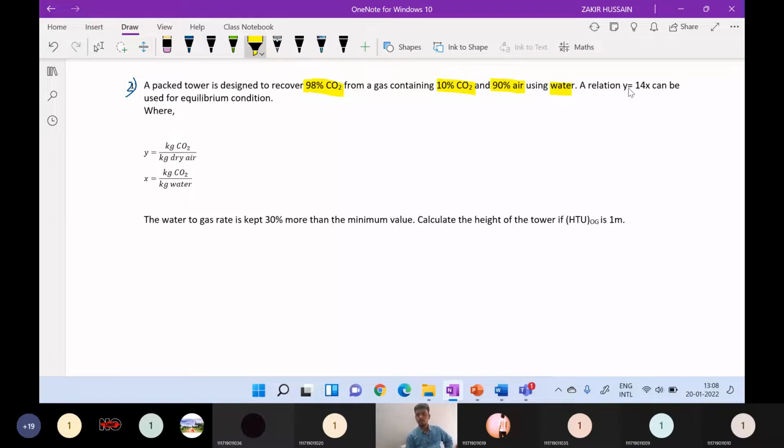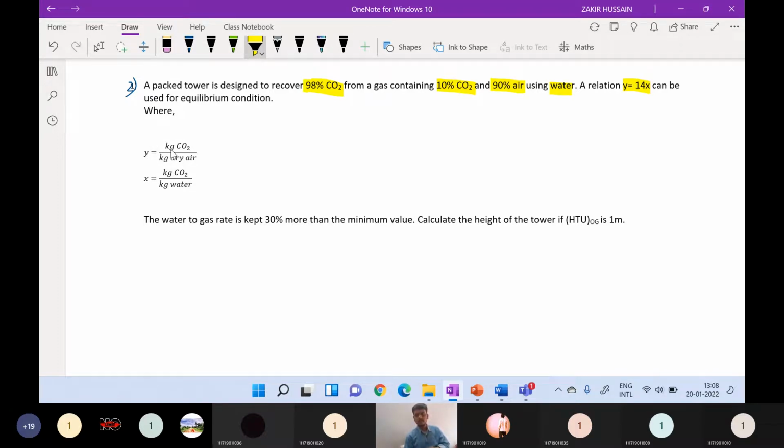A relationship y is equal to 14x can be used for equilibrium conditions. No matter whether it is capital Y or small y, or capital X or small x, you have to look after the definition of their x. Their meaning may be different. So you have to look after this one.